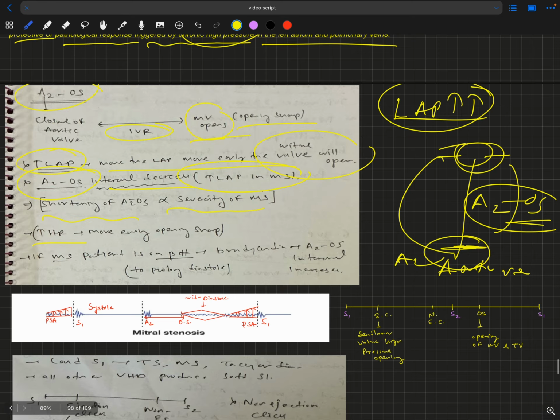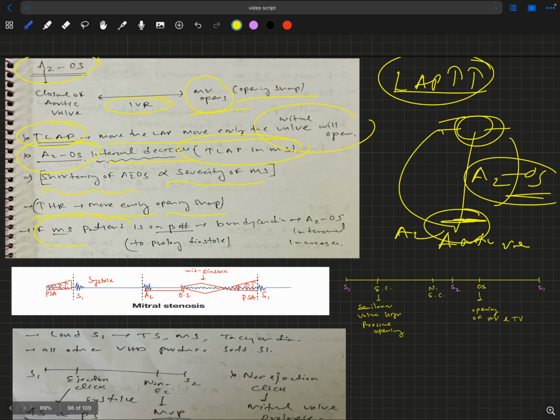An increase in heart rate gives an earlier opening snap. If an MS patient is on a beta blocker, then there will be bradycardia. Then the A2OS interval will increase, because the heart is undergoing bradycardia, so the diastole is prolonged. So the A2OS interval is increased if a patient is on a beta blocker.